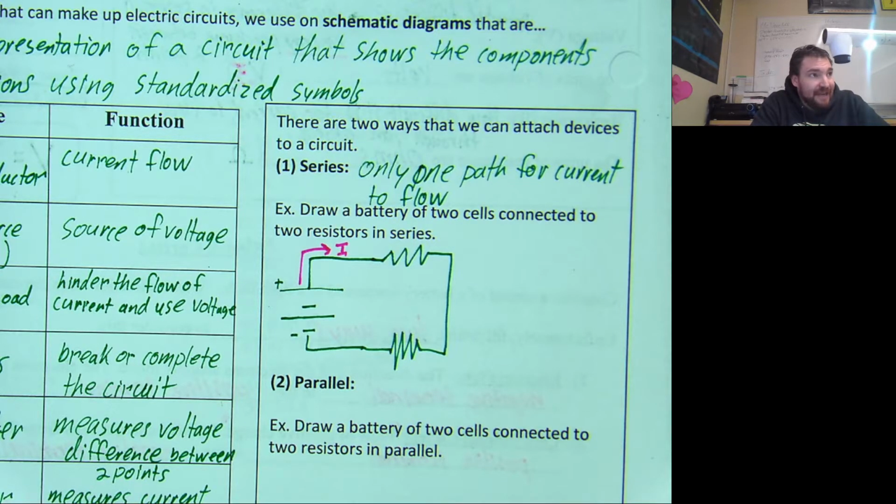Parallel is how modern day Christmas lights are wired. They allow multiple paths.